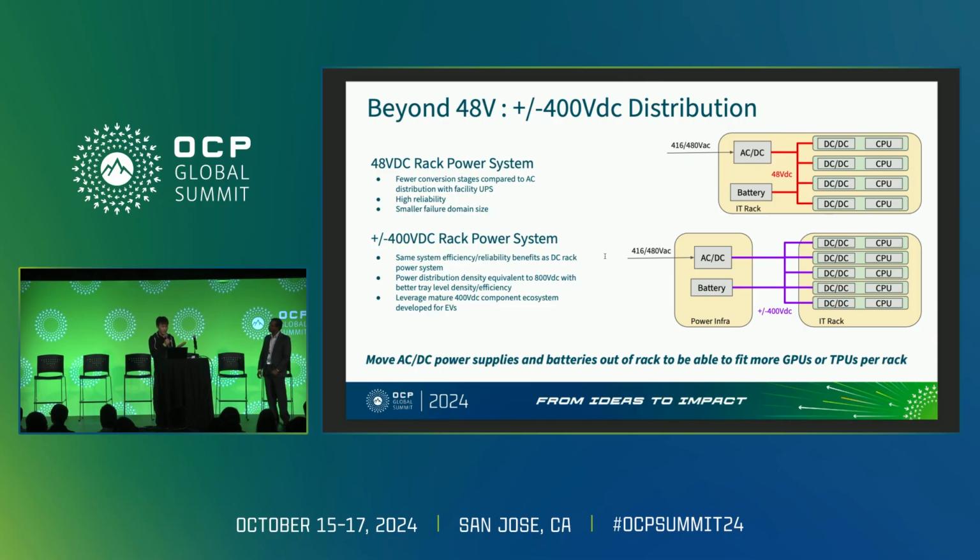And here, just a comparison, to look at what we have today, the 48-volt rack power system, versus the futuristic plus minus 400 volt rack power system, right? I think the 48-volt rack power system has been great. It has been serving Google pretty well for the past 10 years. It's very reliable, and the UPS function is distributed, and we have very small feeder domains, right? And actually, we want to leverage that idea, right?